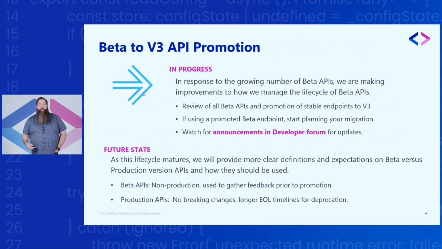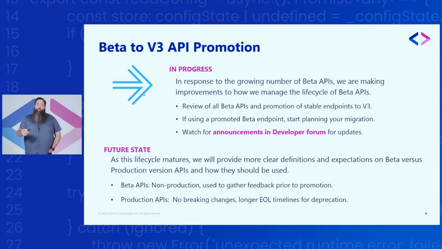So let's talk a little bit about our beta to v3 API promotion. We have a growing number of beta APIs that are sitting there in that library, and we need to get those moved over into production. So what you're going to see over the coming months is, right now we're in the process of reviewing all of those APIs, taking those that are stable and moving them into v3. So you're going to see a huge growth of those beta APIs becoming v3 APIs here in the near future.